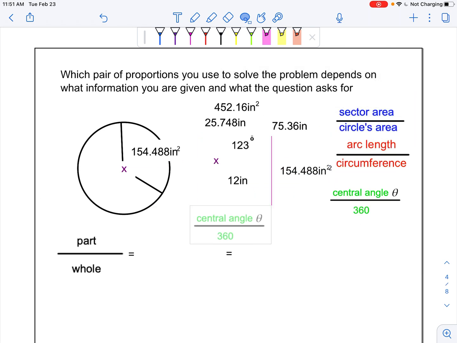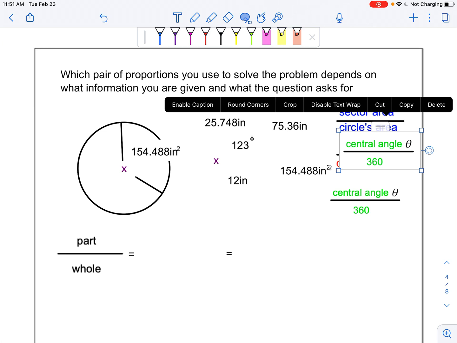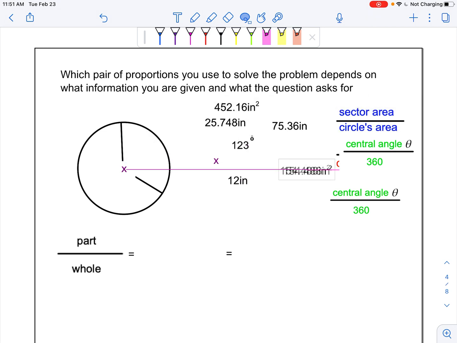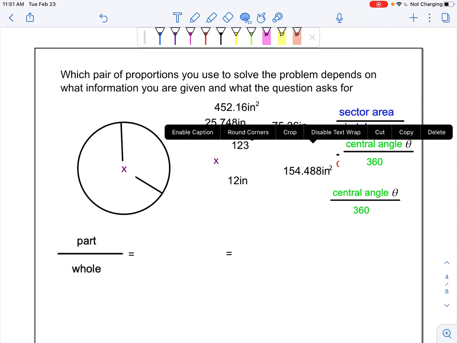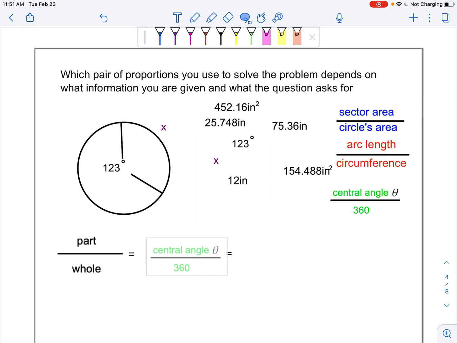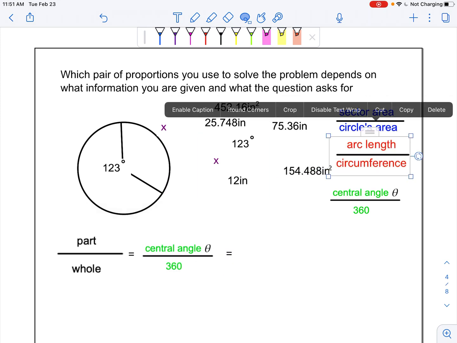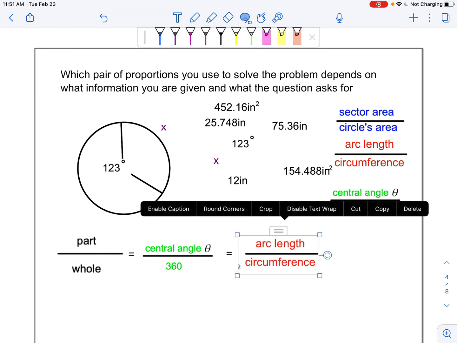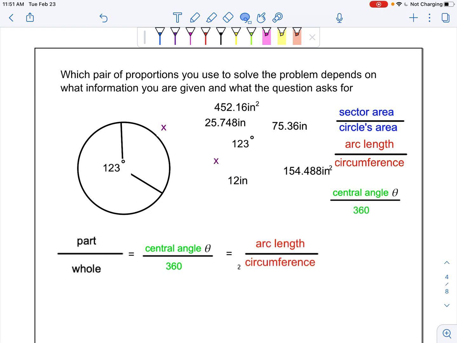So let's just put those back, and I'm going to move this stuff around again here. Let's say I'm looking for arc length, but I know my central angle. So now I can use my central angle because I'm given that, and I am looking for my arc length. You can see how I'm picking and choosing the ones I'm using based on what I'm given.